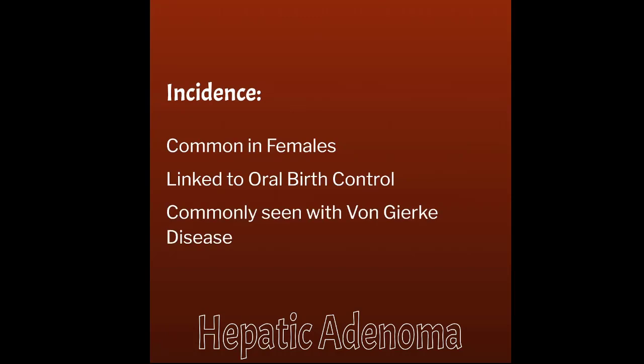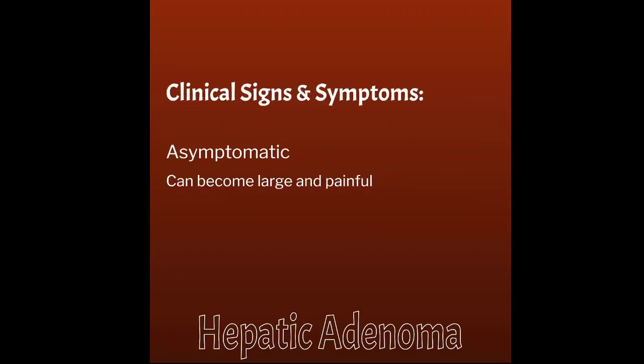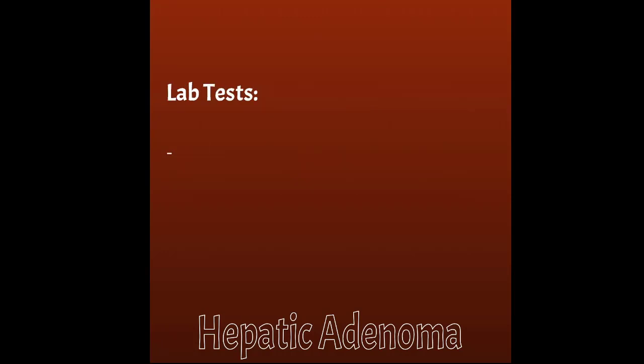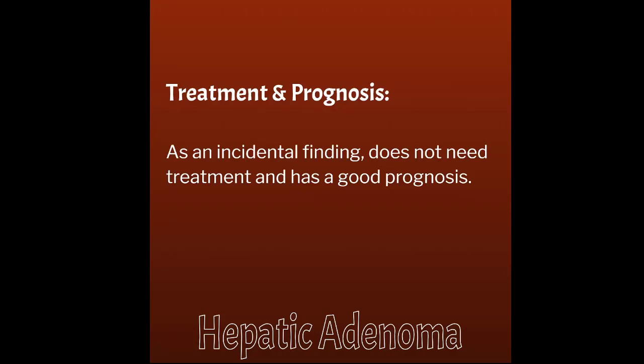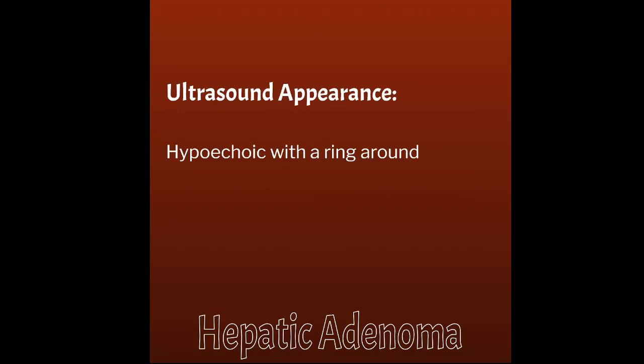Hepatic adenomas are more commonly seen in females, and they have been linked to oral birth control. We also know that it is commonly seen in von Gierke disease. It can be up to, I believe it was like 40% of patients with von Gierke disease. 40% of them will also have adenomas. Clinically, again, these are asymptomatic, so you might see them as an incidental finding. They, of course, can become painful if they become rather large. There are not any lab tests that go along with it, and because of its benign nature, there's typically no treatment, and it carries a good prognosis.